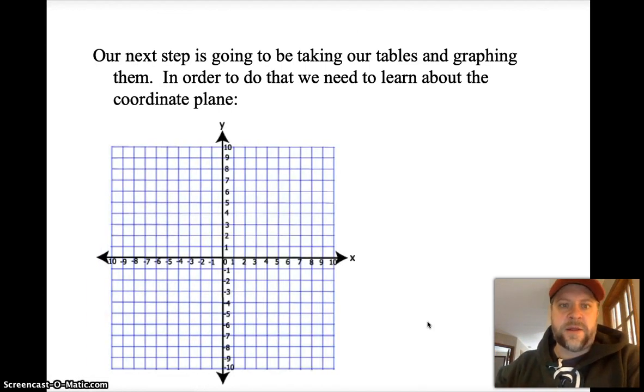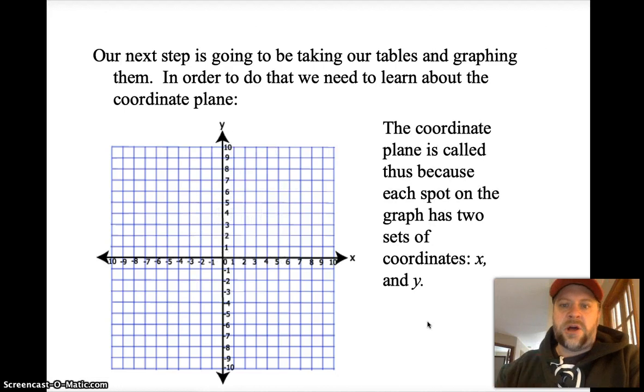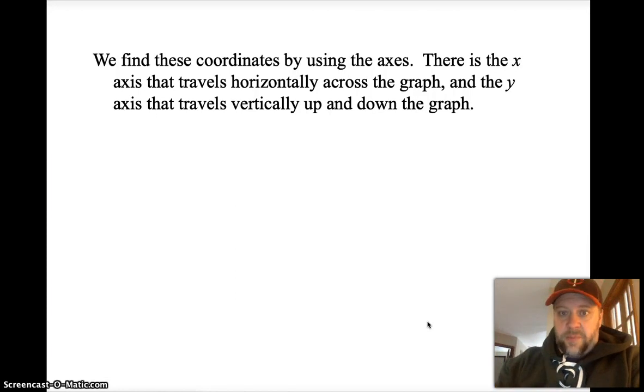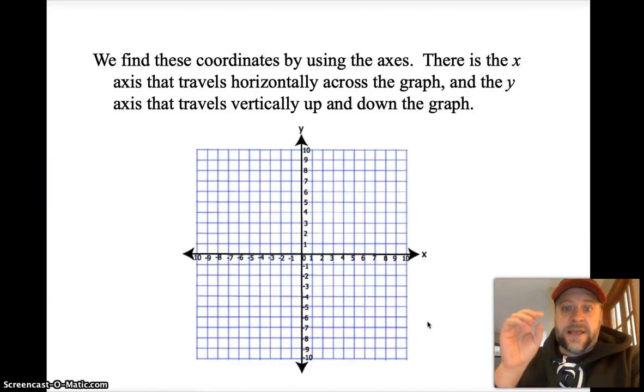And this is what you learned about yesterday. The coordinate plane is called that because it has two coordinates, an x coordinate that goes side to side and a y coordinate that goes up and down. We use these coordinates by using the axes. The x-axis travels from side to side. The y-axis travels up and down. And the key here is that we can use this x coordinate and this y coordinate to find any unique place on the graph.